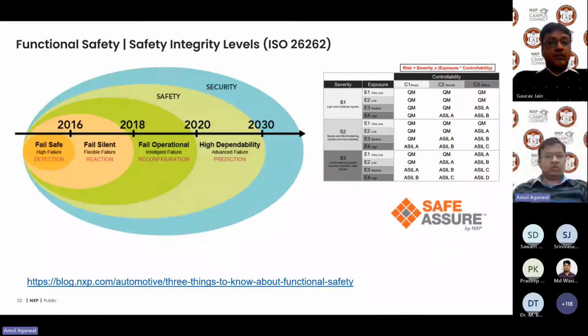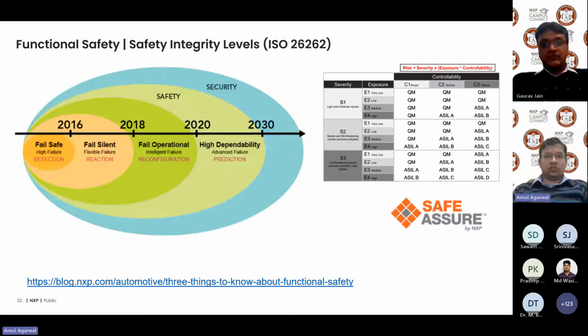And going forward, it will be about the prediction of failures, right? If there is a failure that will be coming into the picture, a kind of latent failure, there will be a prediction kind of thing coming into this too. On the right side here, how do we calculate the risk? There are ASIL standards, ASIL A to D, D being the highest in safety and A being the lowest. Risk is equal to severity multiplied by exposure and controllability.